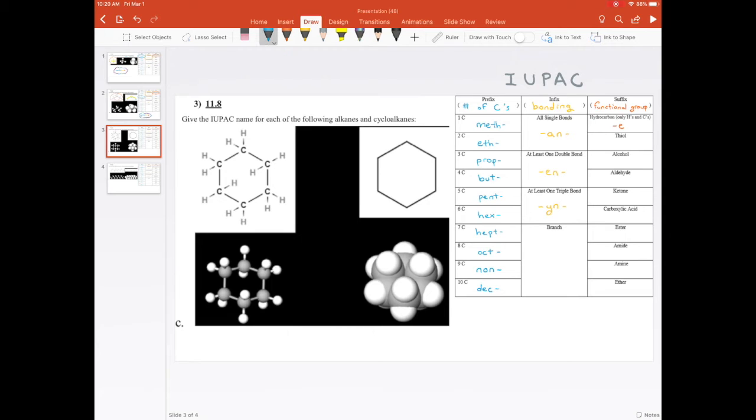All right, and this one. First, how many carbons do we have? 1, 2, 3, 4, 5, 6. We have 6 carbons, and so the prefix is going to be hex. We have all single bonds. You can see all the lines between the carbons are just single lines, and so we have all single bonds, so the infix is AN.